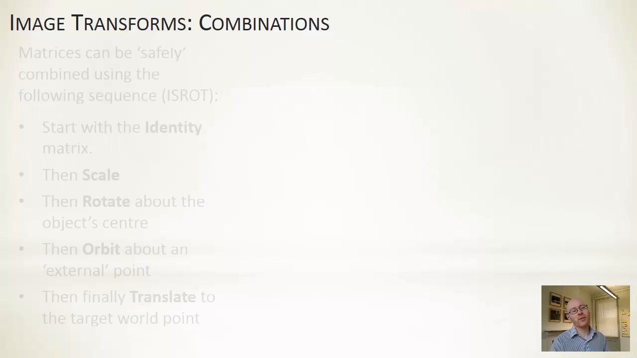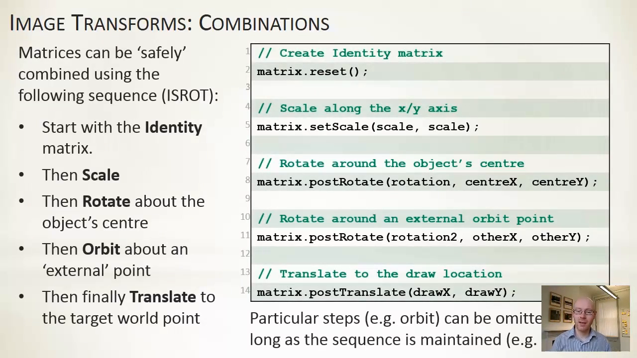So if we want to safely combine our transformations, then you can do so using what's known as the ISROT sequence of combinations. You start with the identity matrix. The identity matrix is simply a matrix that doesn't change anything. You multiply anything by the identity matrix, you end up with the thing you started with. So it doesn't change it.